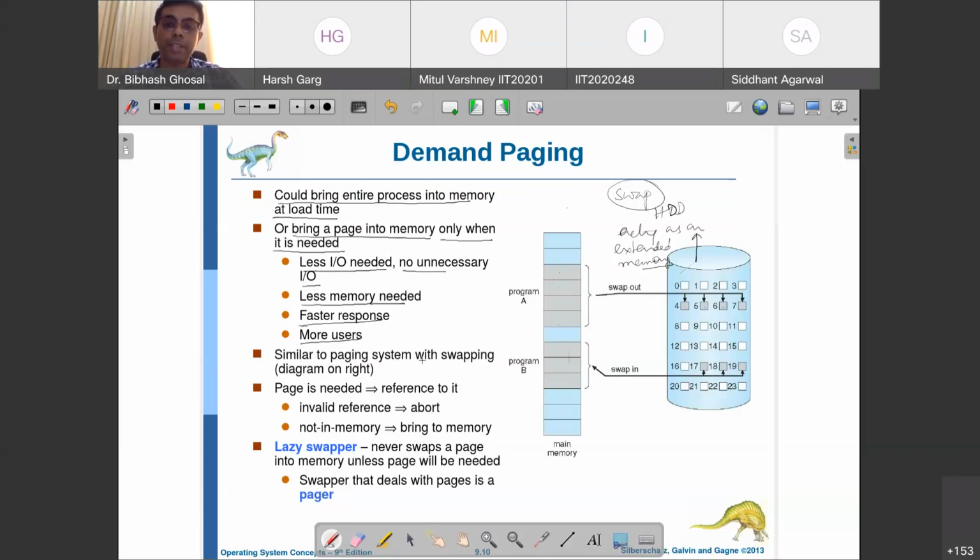It is similar to the paging scheme, except that it is demand paging. What is this? The page is needed, a reference to that. Here is the interesting thing. Now the idea is, let me show you the algorithm that will clear the picture.